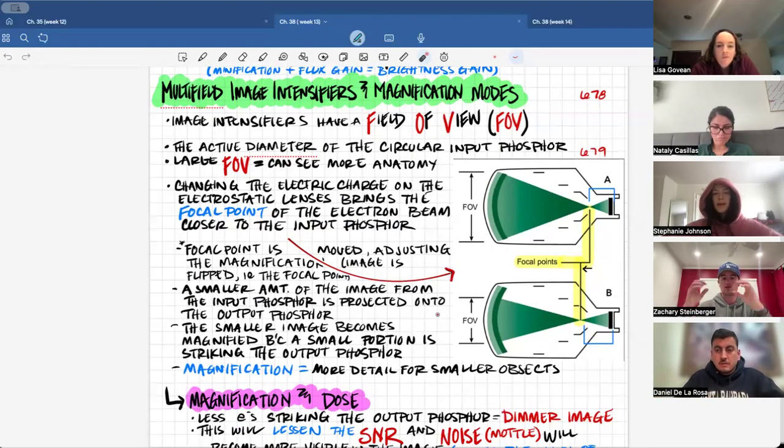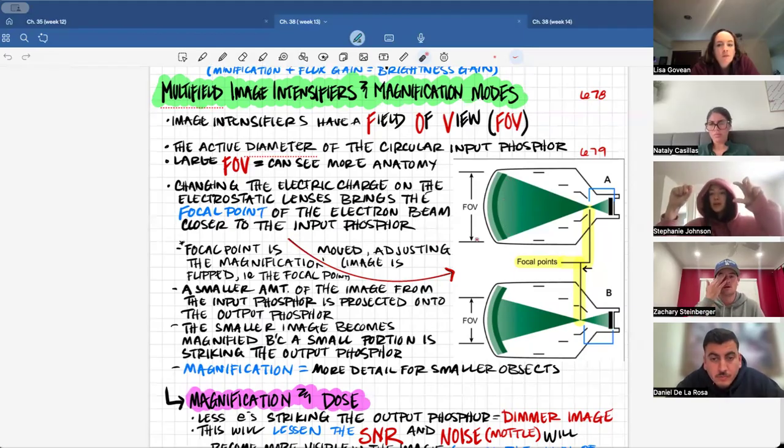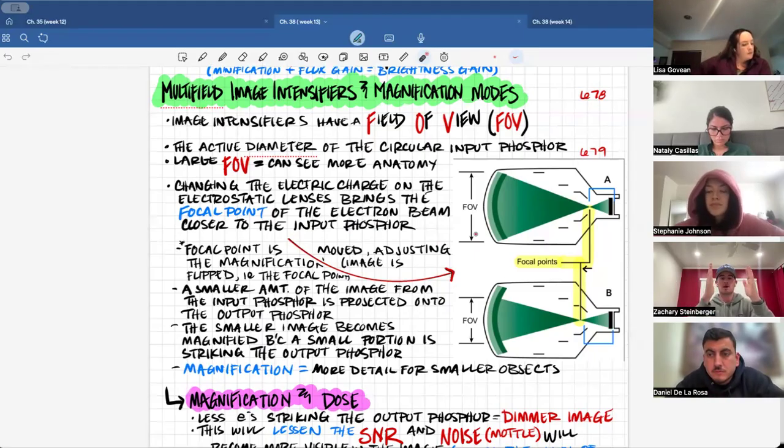Does that make sense? Because you have magnification because of, go ahead. That's right. So the magnification of the field of view is controlled by the focal point. So say you have 100%, right? And your focal point is at 25%. If you move that to 50, now you're going to have 50-50. You're going to have more on the output phosphor side as opposed to if it's at 98%. You're only going to have 2% that's going to be projected out to the output phosphor.